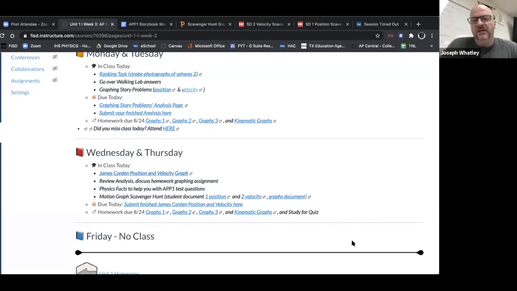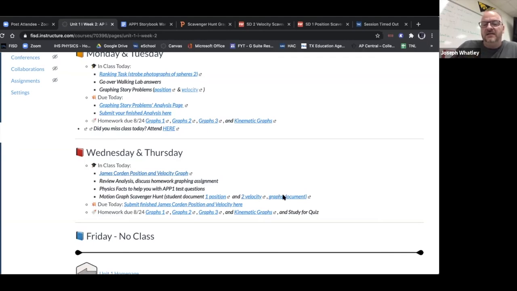Okay, here we go. This is our Canvas page. I know you guys have been here because you've had to submit work. Today is Wednesday, right? I showed you this James Corden position and velocity graph, and you submit it here. What we're going to do now is this scavenger hunt: position 1, position 2, velocity, and the last one, the graphs document. I'm going to go through the graphs document and then we're going to talk about it.